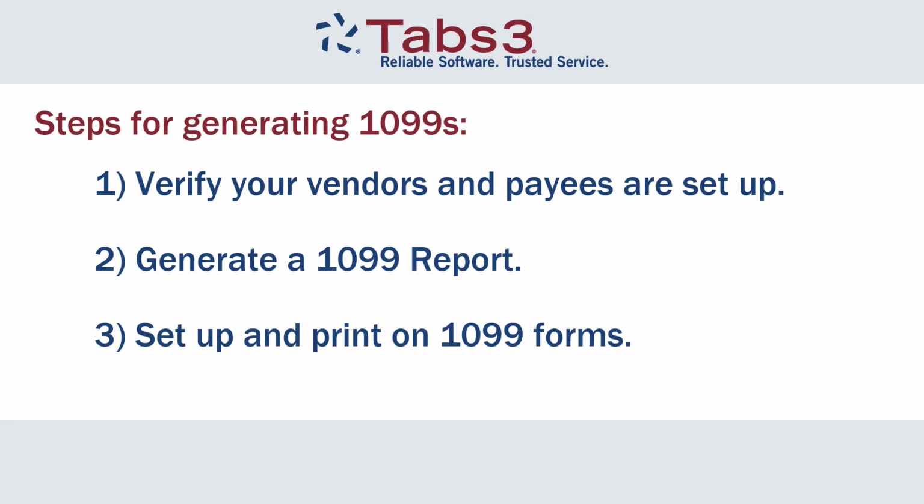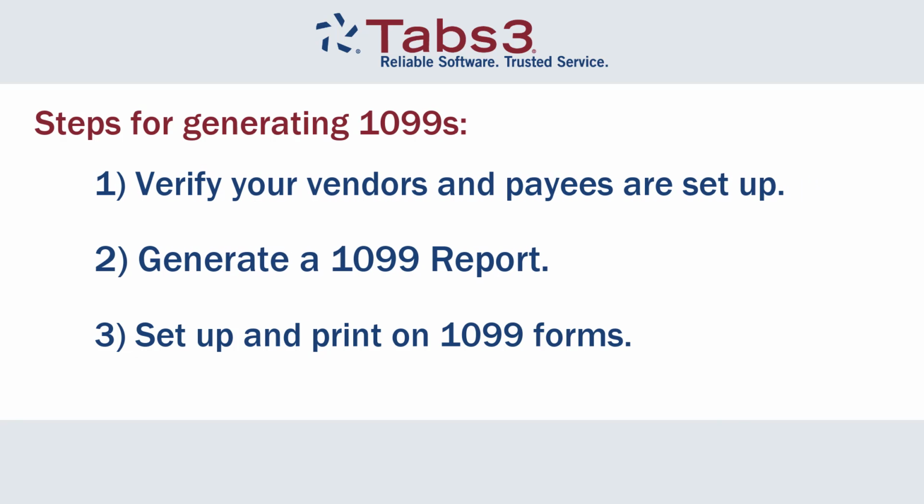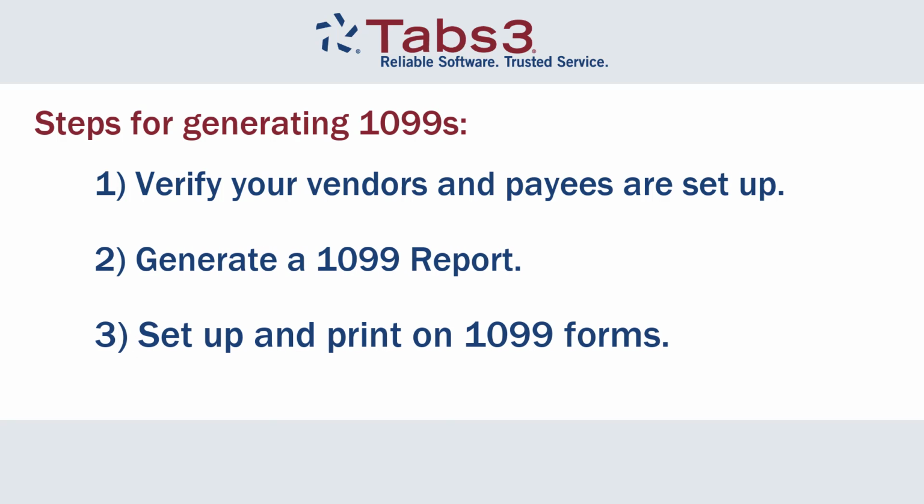Using Tabs3 accounts payable and trust accounting, you can easily generate 1099 forms by verifying your vendors and payees are set up to report 1099 information, generating a 1099 report to review the amounts for the vendors and payees that need to be filed, and finally, setting up your printer and printing on the 1099 forms.